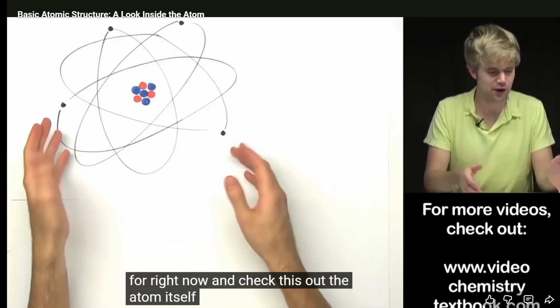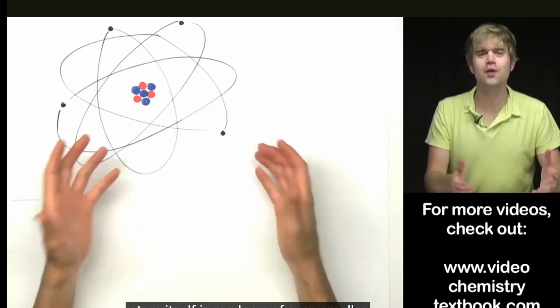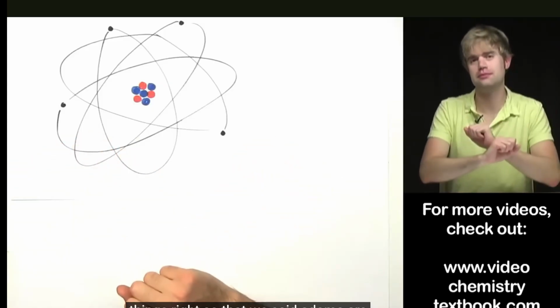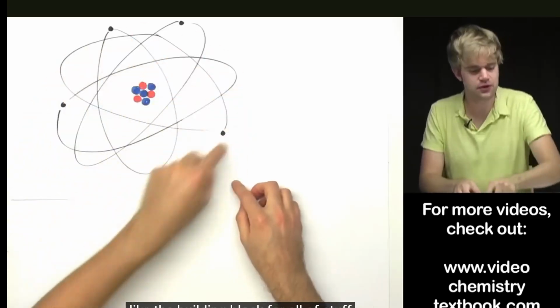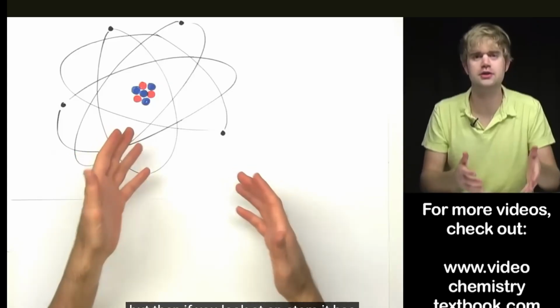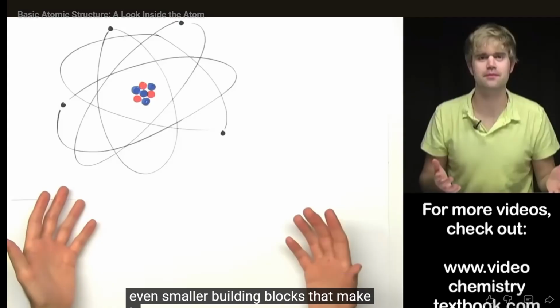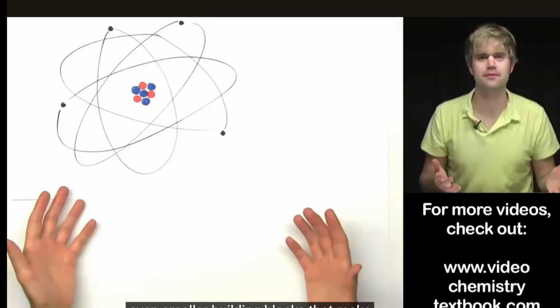The atom itself is made up of even smaller things. We said atoms are like the building block for all stuff, but if you look at an atom, it has even smaller building blocks that make it up. What are these little black smaller particles? Those are the electrons. What are the blue and red ones? Protons and neutrons.